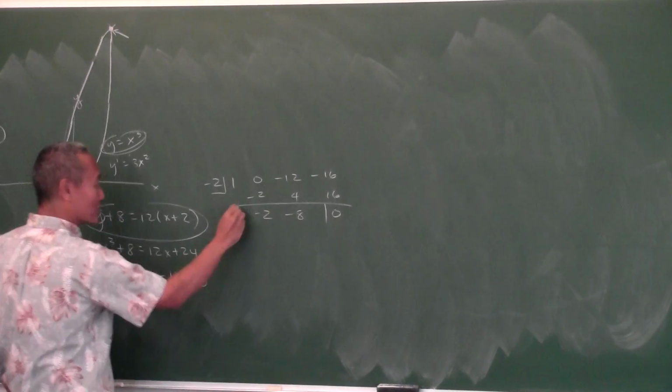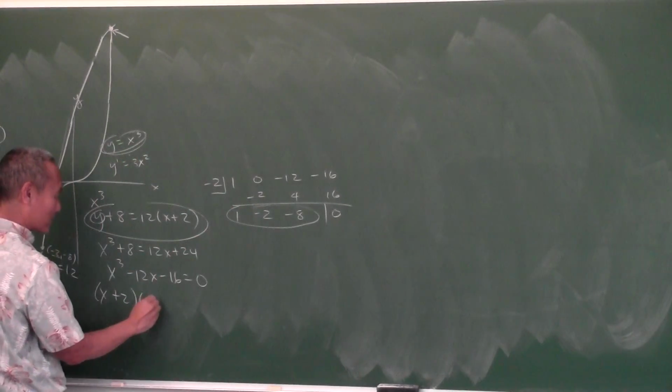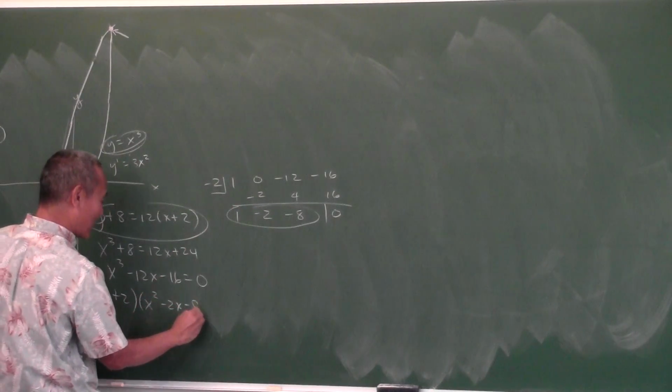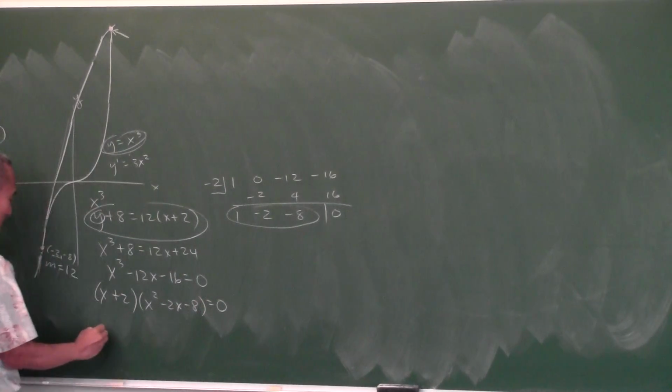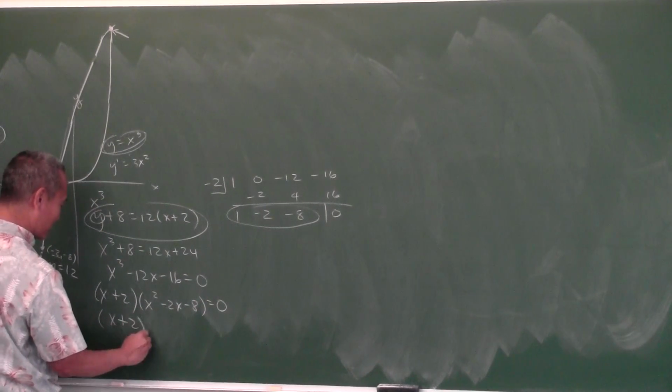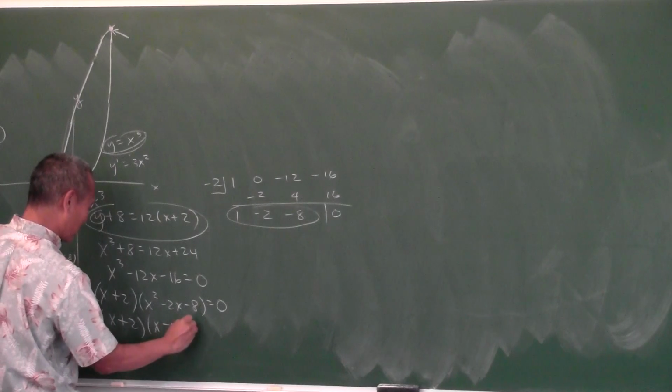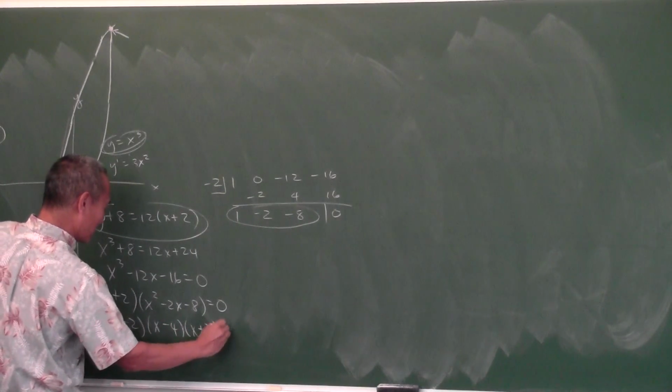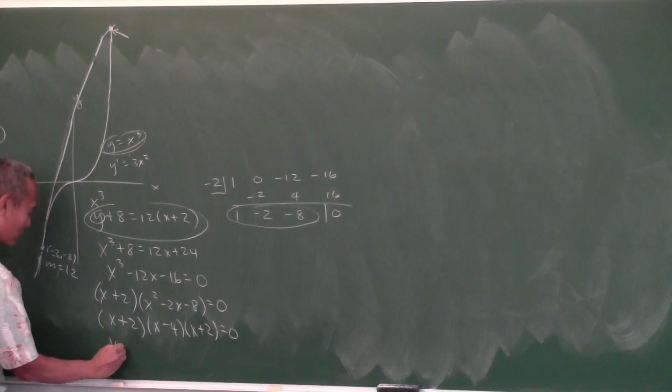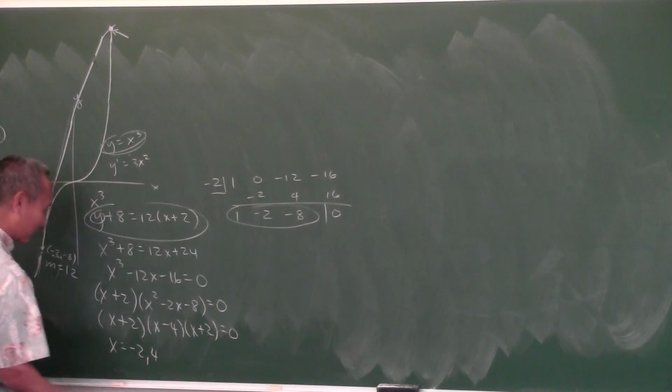And the other factor is you look at the coefficients there: x squared - 2x - 8. Can that be factored some more? Yeah. You bet your sweet 50. (x - 4)(x + 2). So you got two answers: x equals -2 or 4.